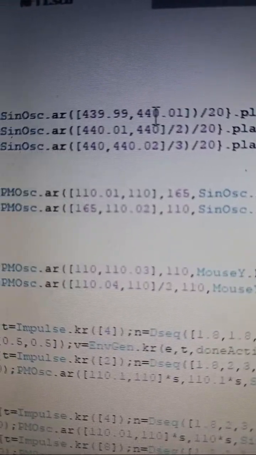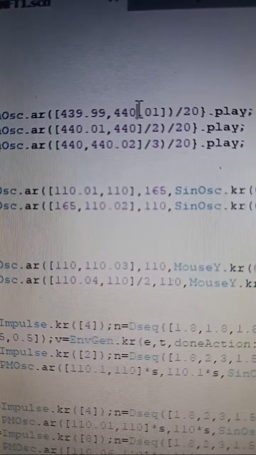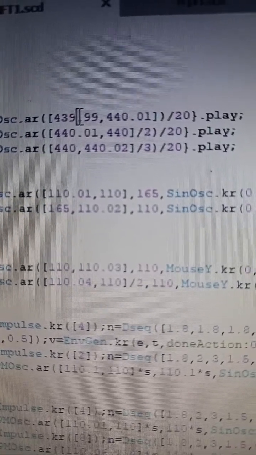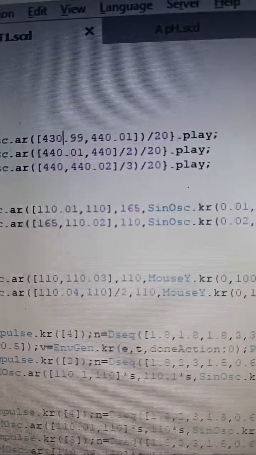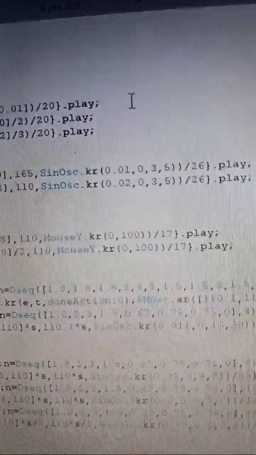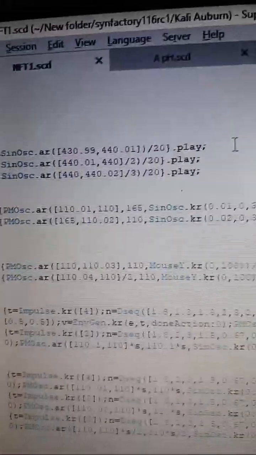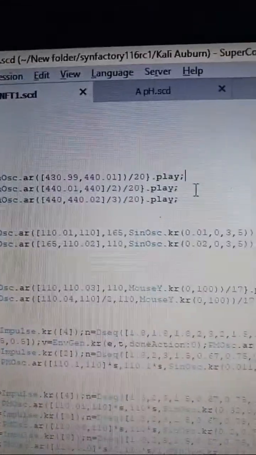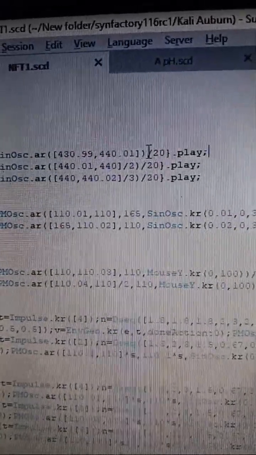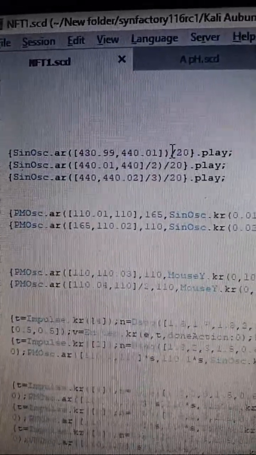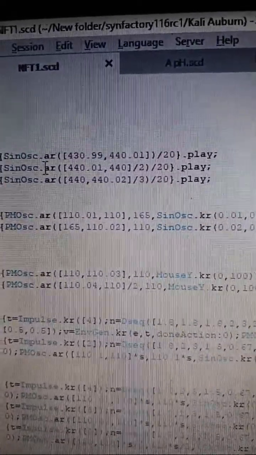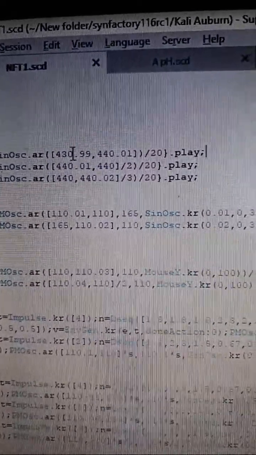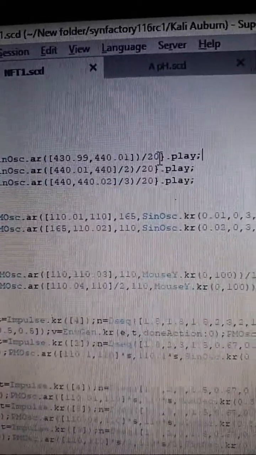But let's say we did something more whack. Like instead of 439.99, that's 430.99. Because now we're going to have a crazy difference between these two things. I mean, crazy is like 10. Wait, what? Oh, that was another one I did. What's that?